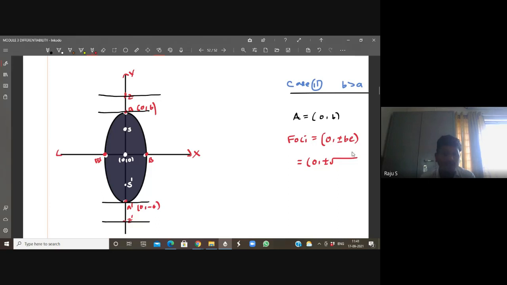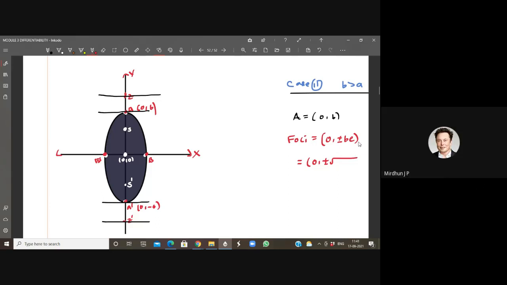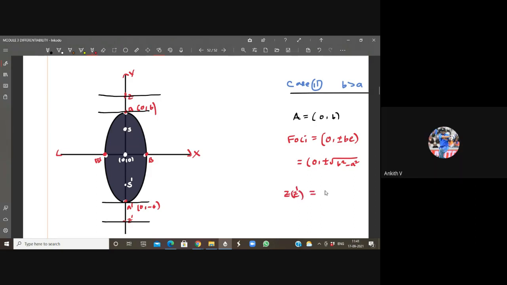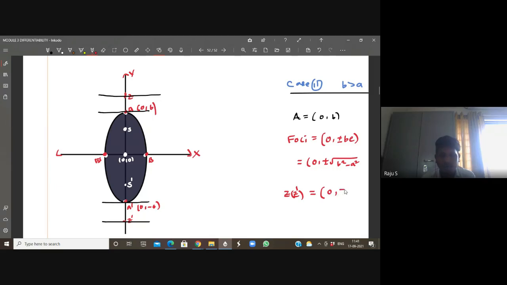Tell me, student, what is the value here? B square minus a square, because b is greater than a. B square minus a square. If you take a square minus b square, it will be imaginary. This is the foci. And what about Z, the directrix, the Z or Z dash values? The foot of the directrix is 0 comma plus or minus b by e. Simple way, shall I write here?